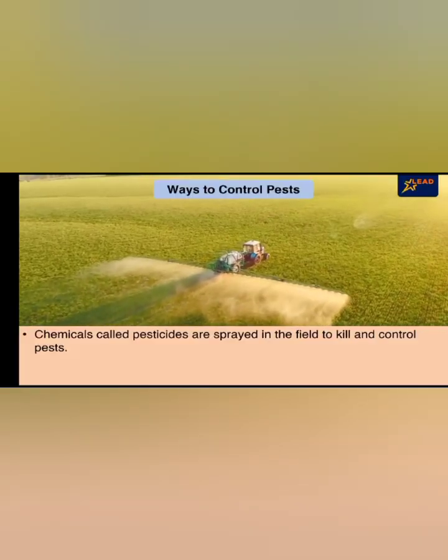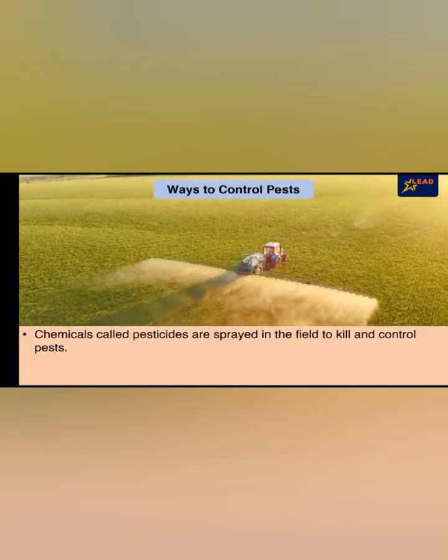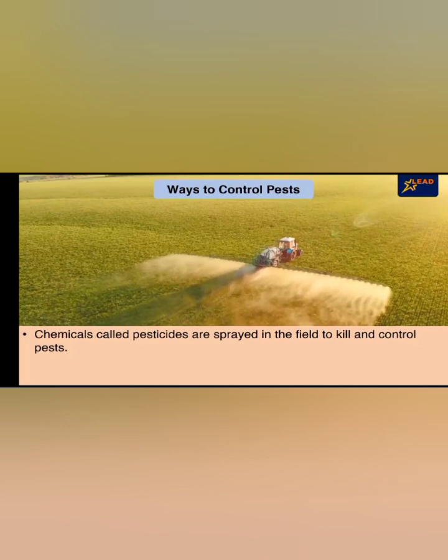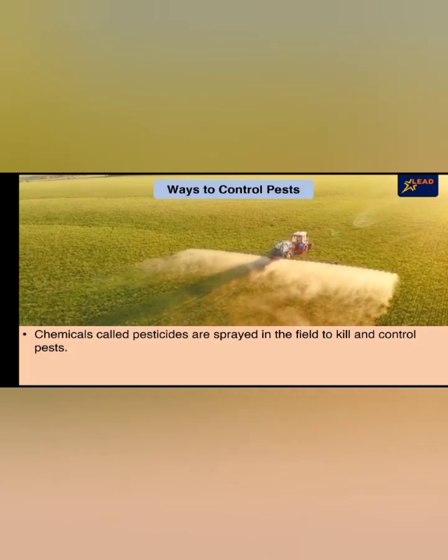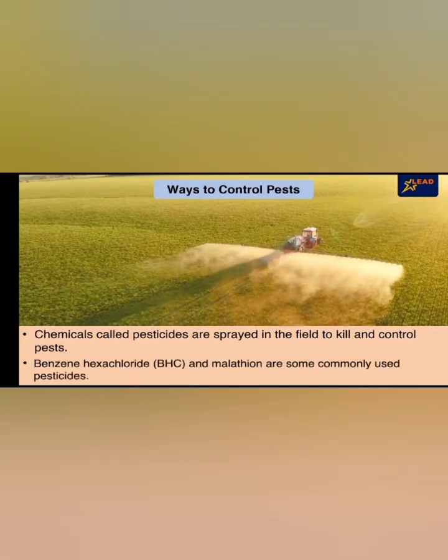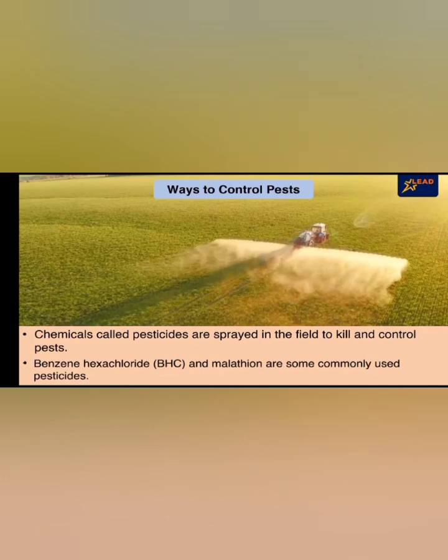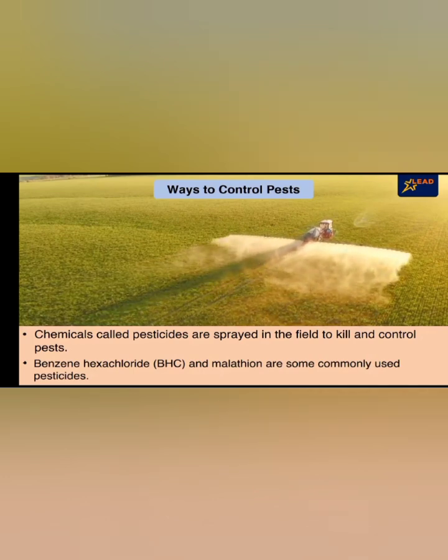Farmers use certain chemicals called pesticides to kill and control the pests. These chemicals are sprayed on the fields. Benzene hexachloride and malathion are some commonly used pesticides.